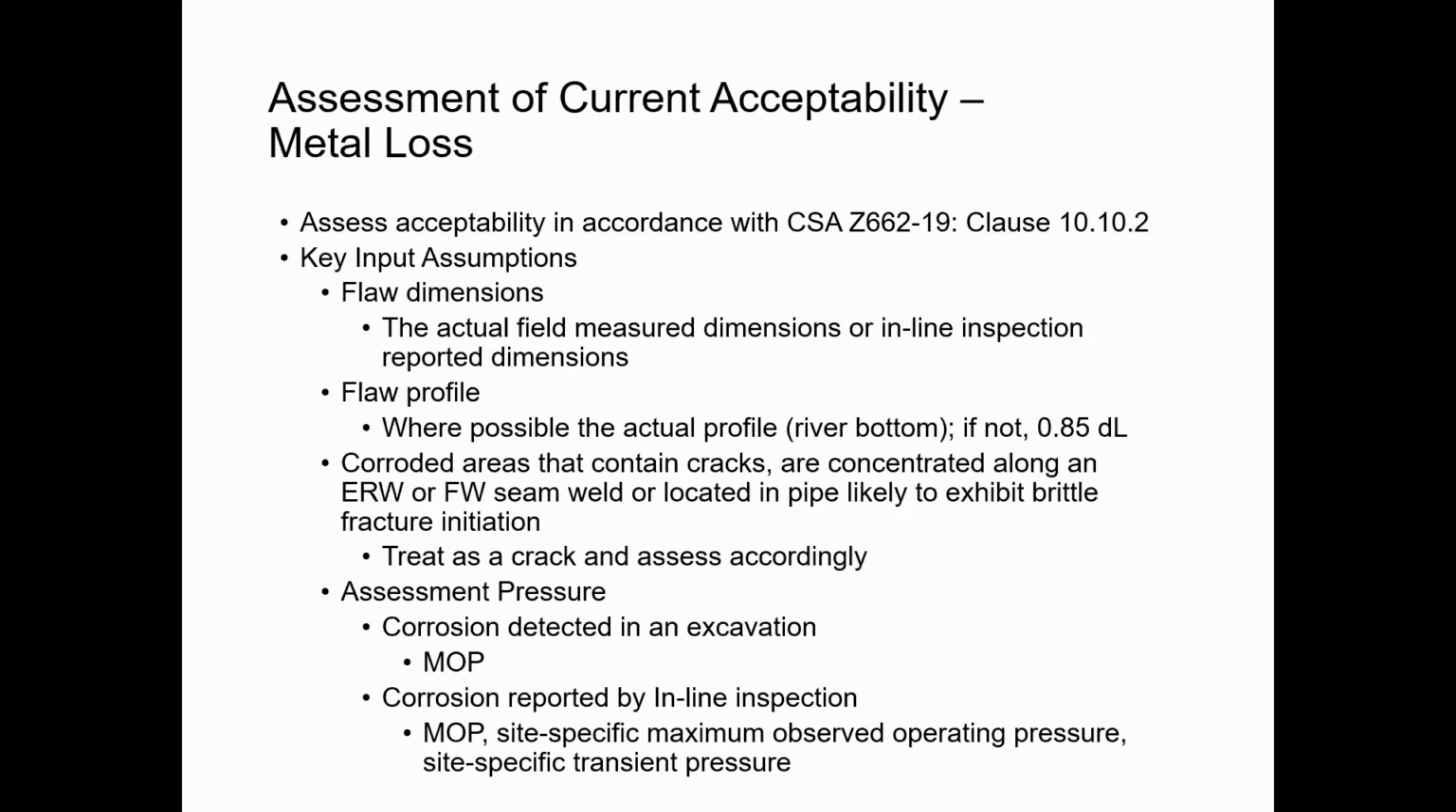Some of the key assumptions that we thought we would highlight for you, as far as flaw dimensions: obviously, the actual field measured dimensions in as fine of resolution as possible is advantageous. Similarly, with inline inspection data, the flaw profile, again, with metal loss, both in the field and with the inline inspection vendor, the most that can be done to get the actual profile, the river bottom profile, allows you to make the most informed decisions. So if you don't, you end up using 85% of the area created by the maximum depth and length. And that can be overly conservative.